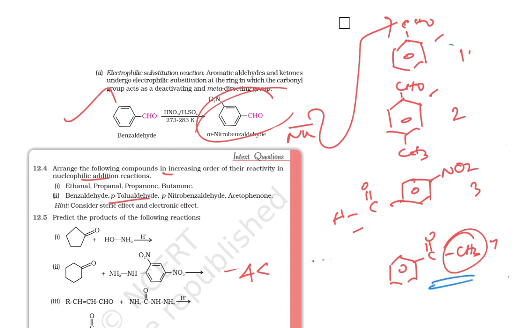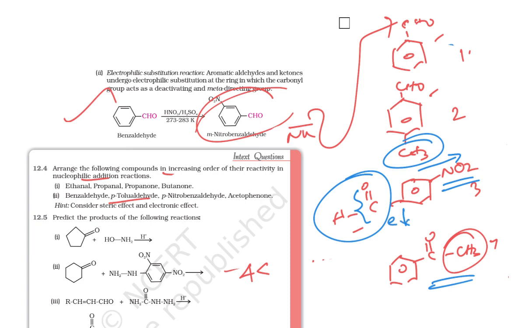Then we have the aldehydes. One molecule has NO2, another molecule has a CH3. Here the electrons move towards the NO2, so the electron density in the carbonyl compound decreases. But here CH3 is an electron releasing group, which pushes electrons towards the ring, so the electron density increases. Due to the electron density increase over the CHO, the carbon is not that electron deficient, so this is less reactive. So your third molecule is more reactive.